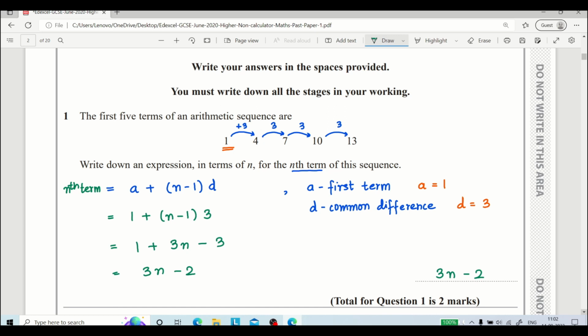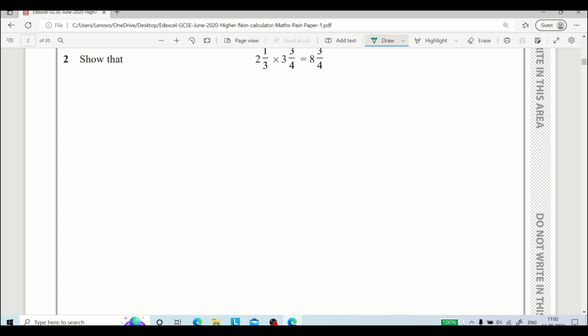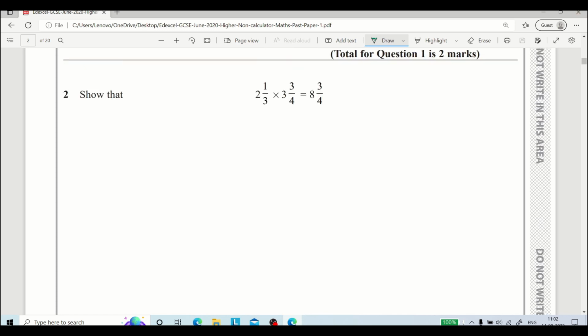Moving on to our second question. We need to show that the product of these mixed fractions is equal to 8 3 by 4. So the very first step that we'll follow is we'll convert these mixed fractions into improper fractions. So yes, 2 1 over 3 is basically 2 into 3 plus 1 over 3, right? It is just based on the formula.